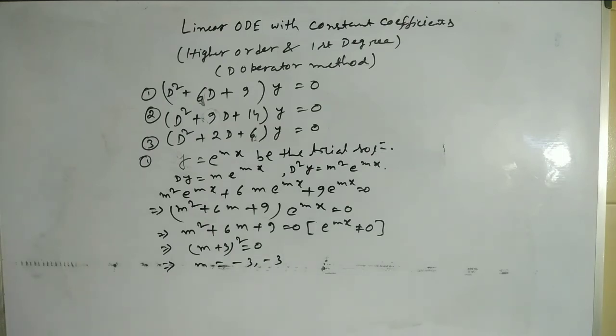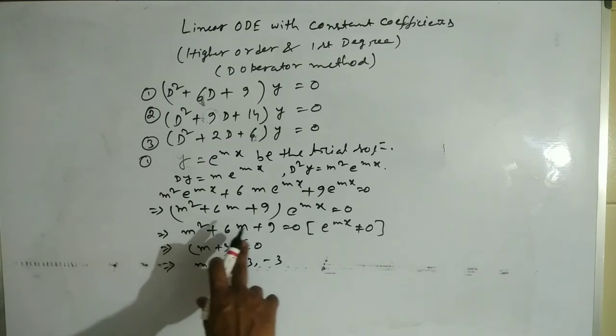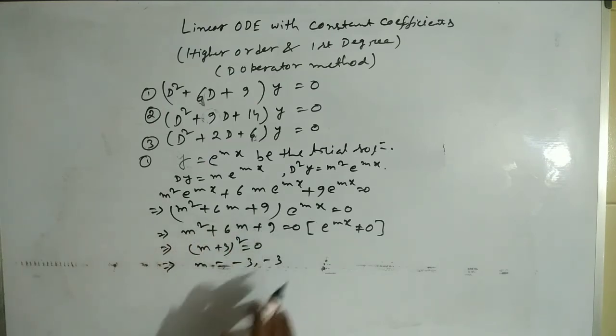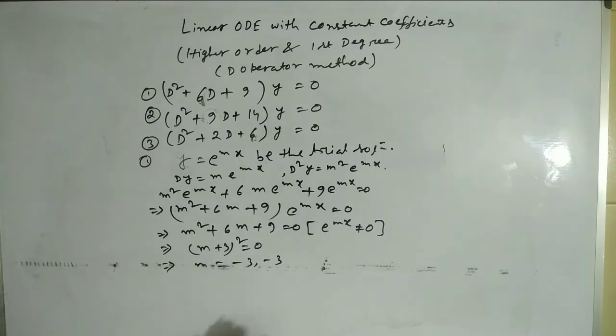This is the auxiliary equation, m square plus 6m plus 9 equal to 0. And the roots of the auxiliary equation, we see, are minus 3, minus 3. So the roots are real and equal. And I told you what the complementary function will be if the roots are real and equal.